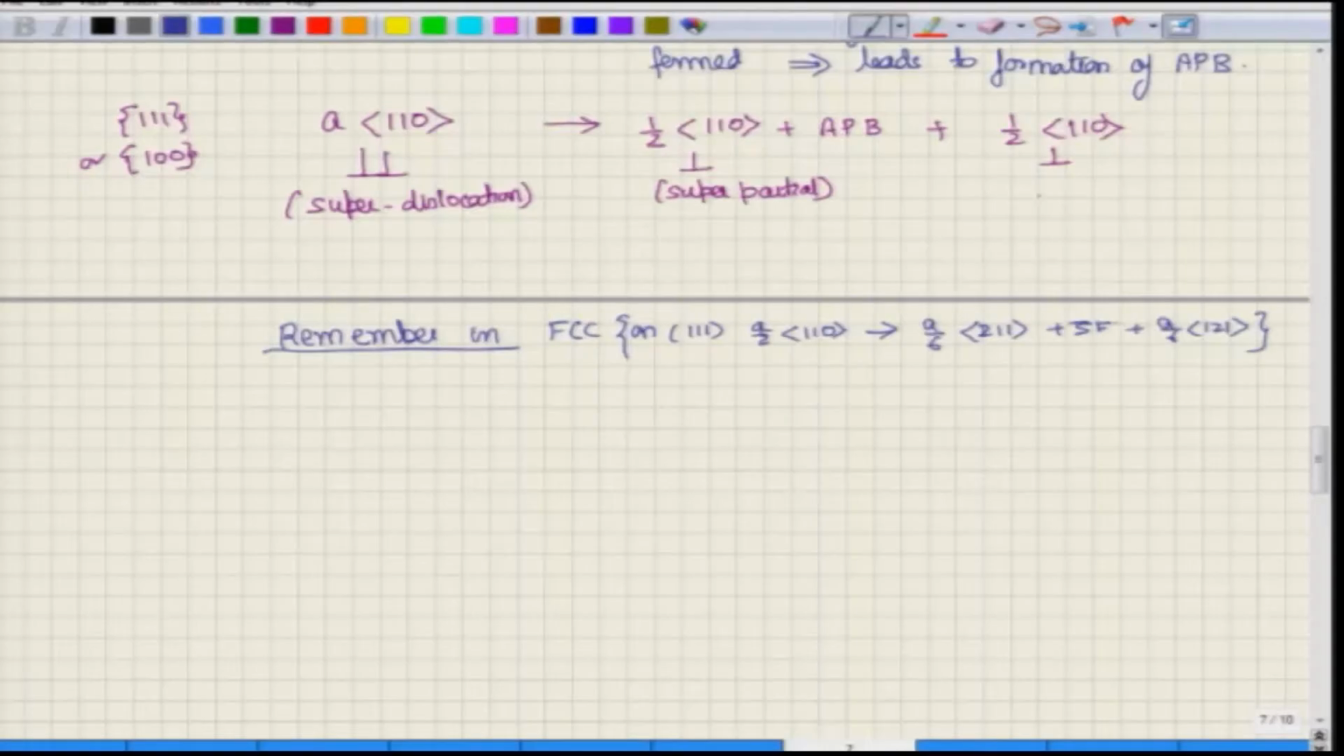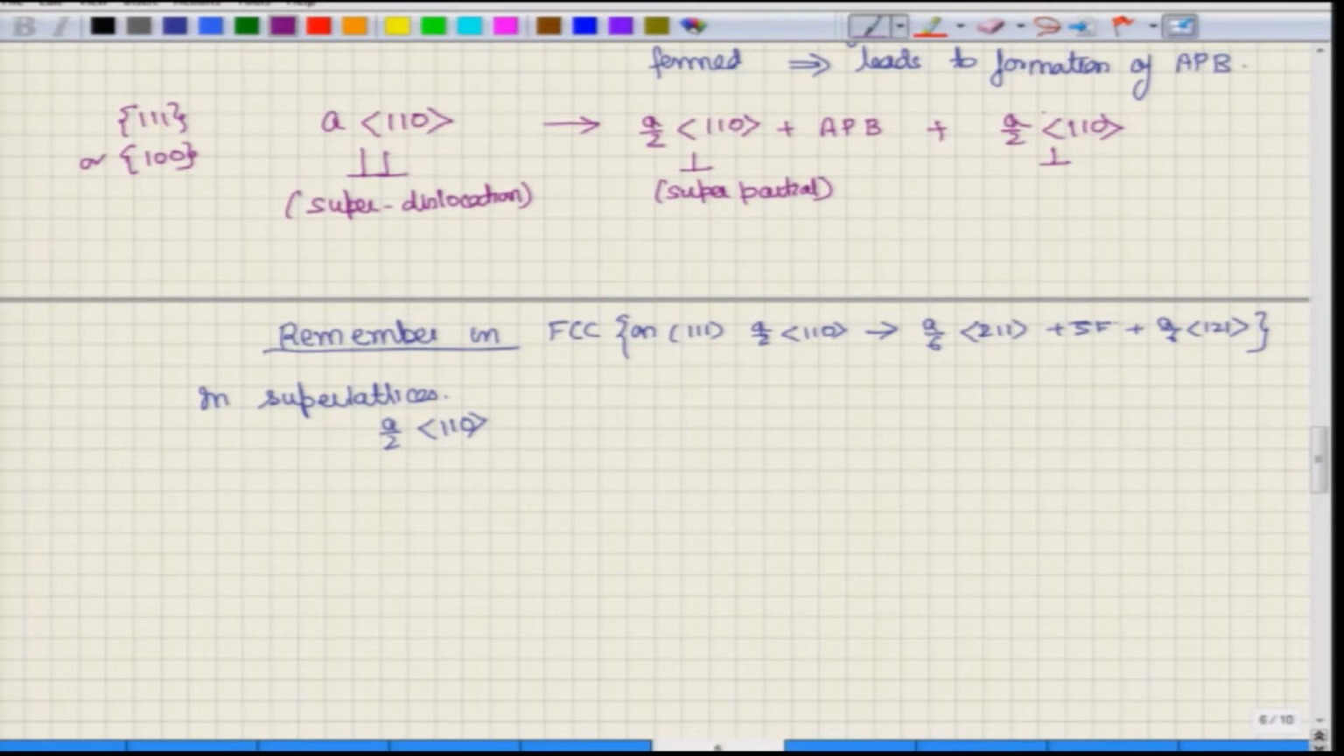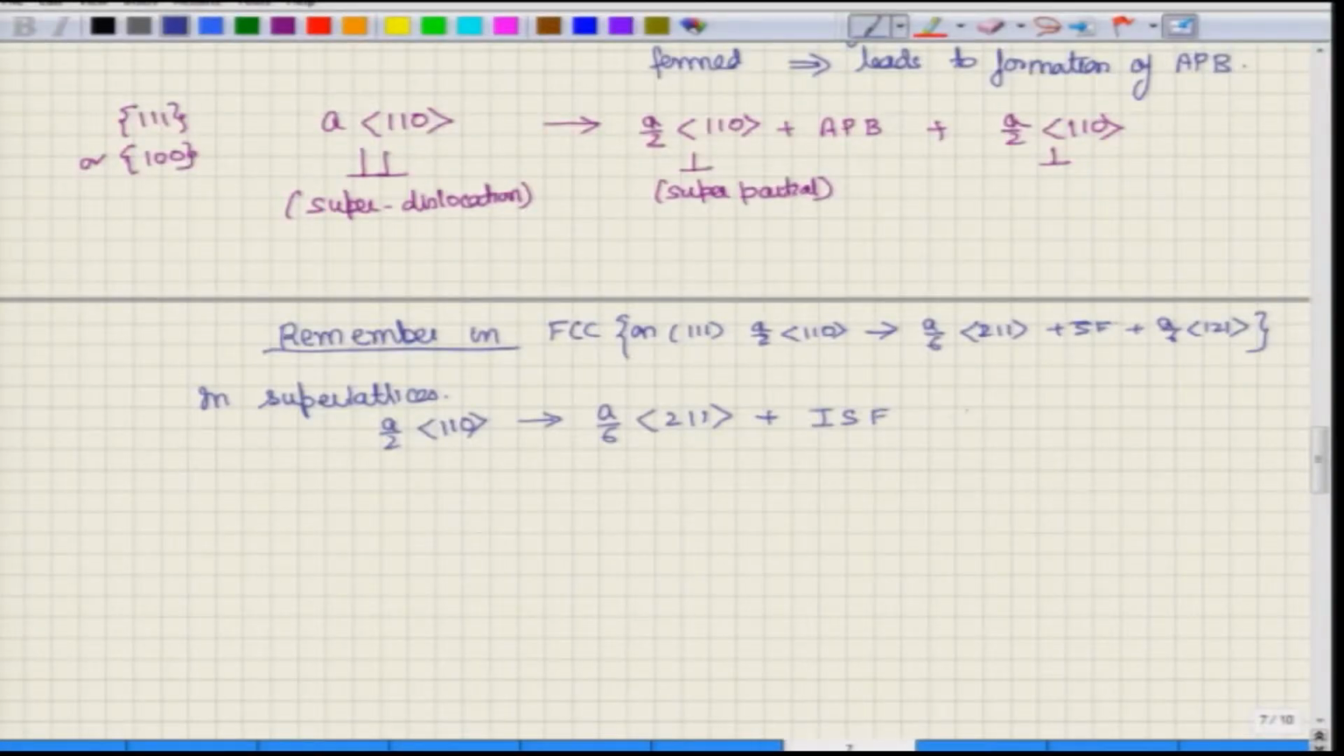What we have now is, in the super lattices, a/2[110], and here I had missed the a, so let me write it for the sake of completion. So in here we have a/2 translating something similar, but instead of a stacking fault alone, we already have an anti-phase boundary over here, remember? So this is anti-phase boundary added with stacking fault, and it is called ISF, intrinsic stacking fault.